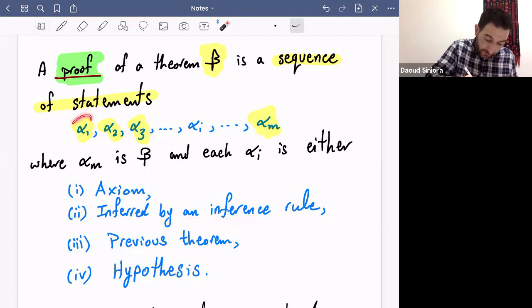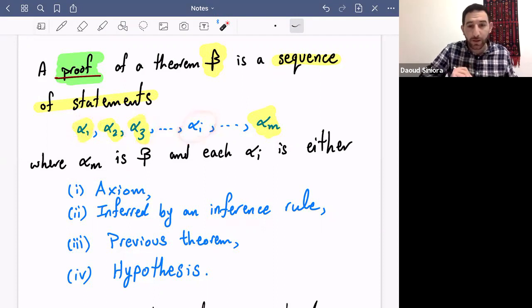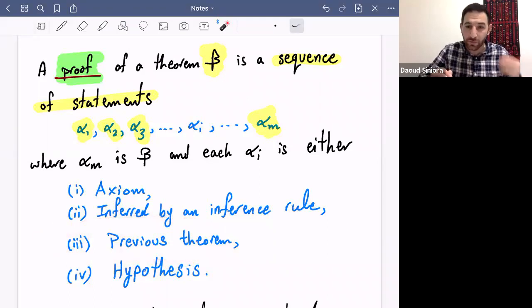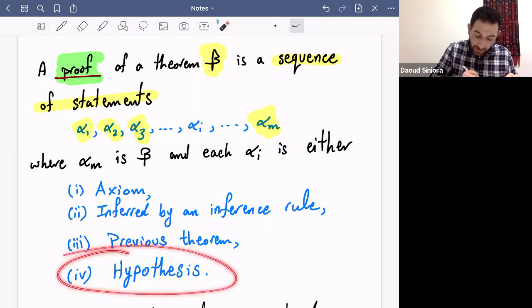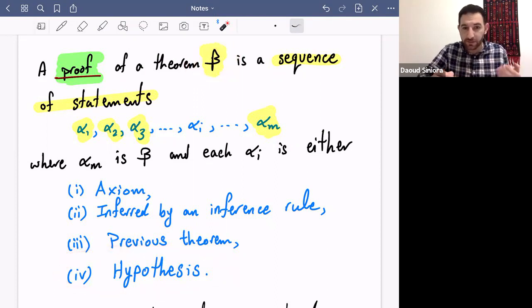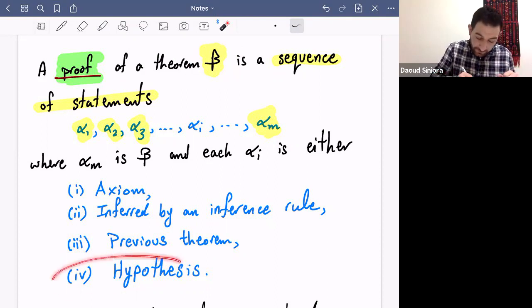So we can, for example, use alpha 1 and alpha 3 and deduce alpha i by a rule of inference, or alpha i itself could be a previous theorem. So if we prove theorems, we can use them in the proof of future theorems, or it could be a hypothesis. For example, if beta itself is a conditional statement, then we can use the hypothesis of this conditional statement.